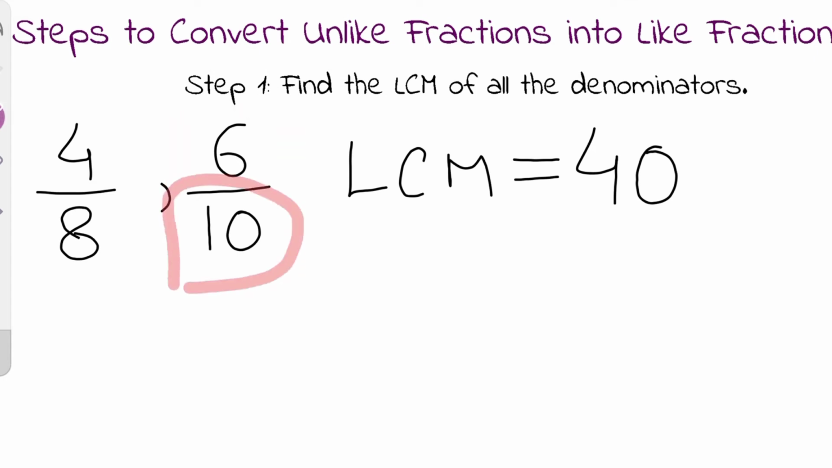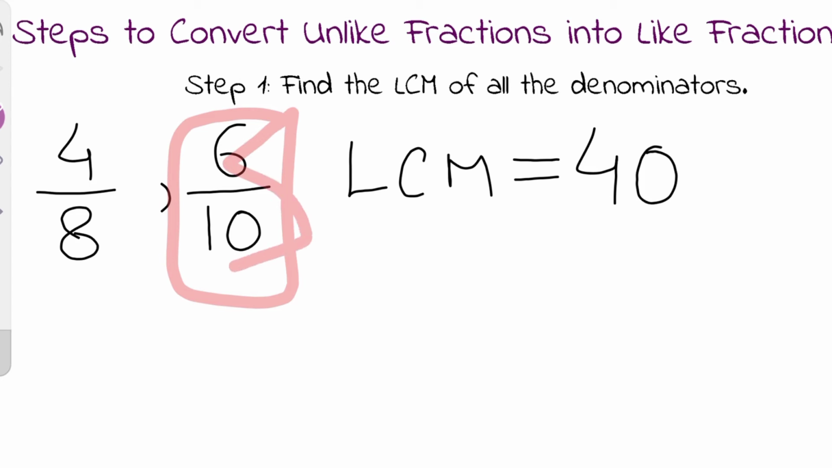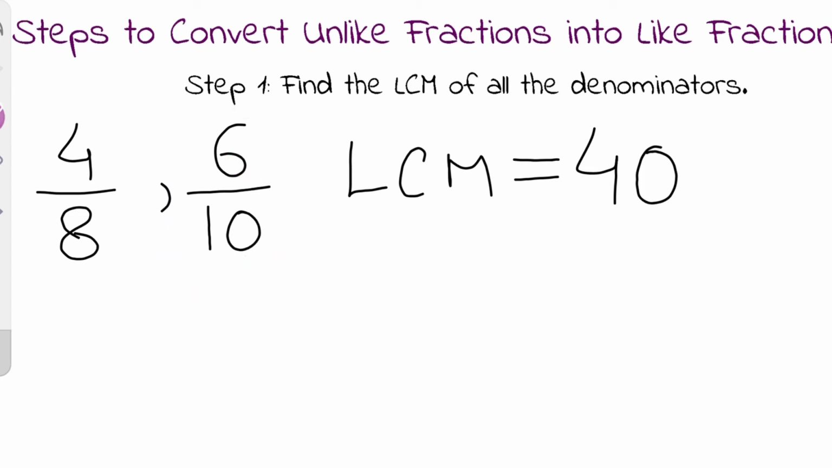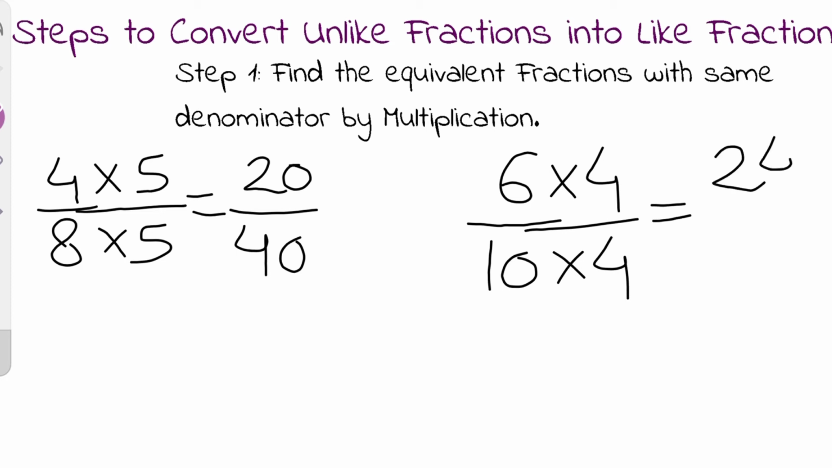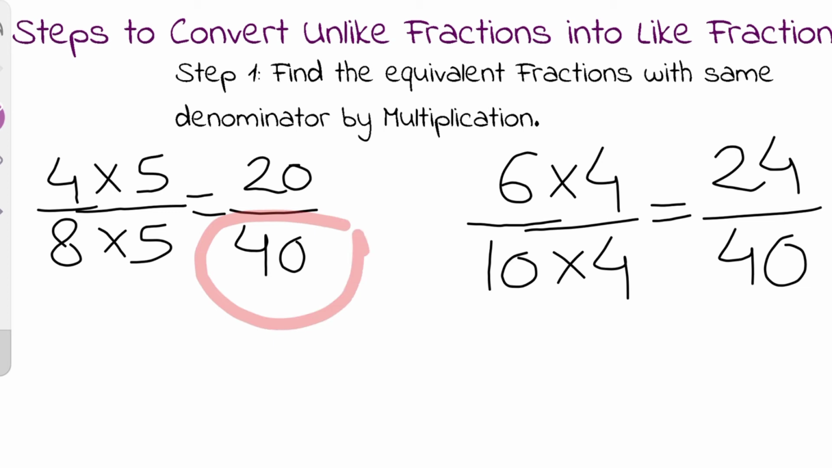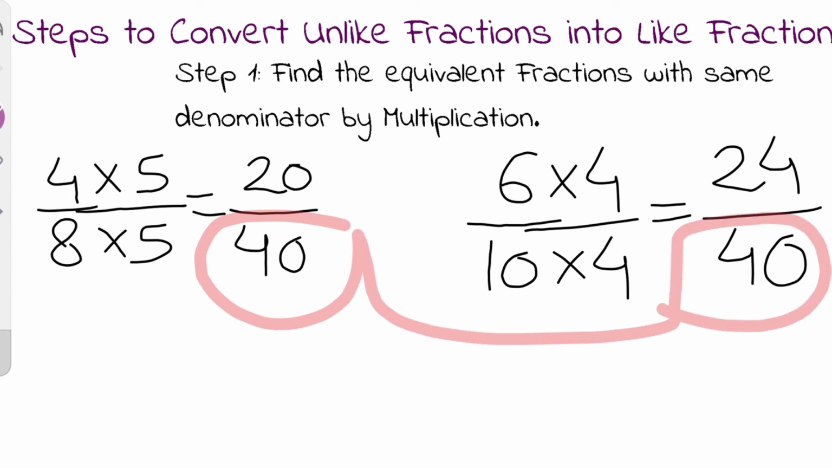Now comes the 6 by 10. As you can see, the denominator is 10. To make 10 into 40, we have to multiply it by 4. So we have to multiply both the numerator and denominator by 4. So 6 by 10 will be multiplied by 4 on both the numerator and denominator. So 6 into 4 is 24 and 10 into 4 is 40. Now you can see, both the fractions are like fractions, that means both have the same denominator. So now we can perform our operation very easily, whether it is addition or subtraction.